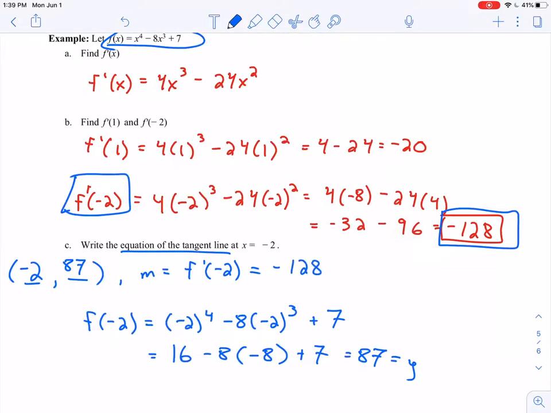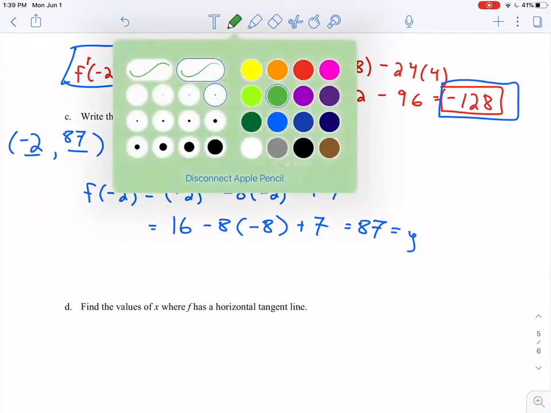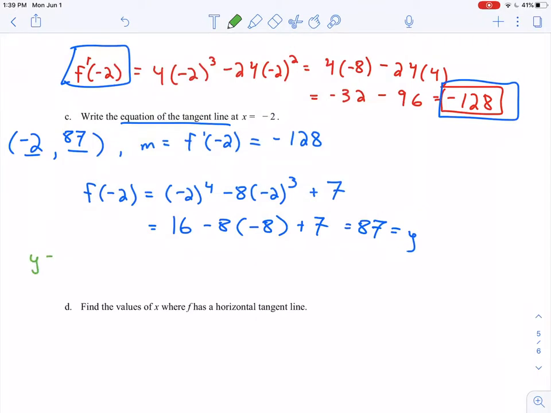So I've got my x value, I've got my y value, I've got my slope. I think we're ready to write the equation of this line. Y minus y1, y minus 87 equals m, that's -128, times x minus my x coordinate, which is -2. And after that, we're taking this equation and solving it for y.